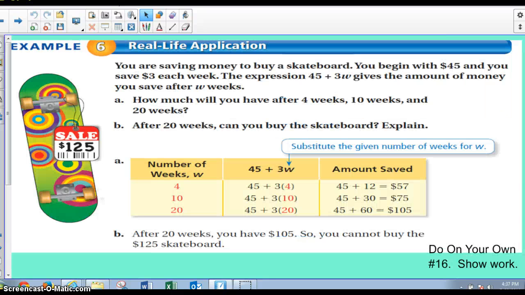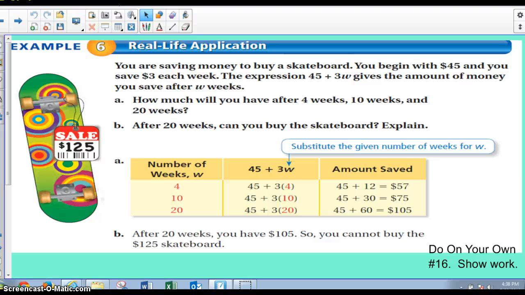Example 6, let's look at the real life application. You are saving money to buy a skateboard. You begin with $45 and you save $3 each week. The expression 45 plus 3w, and in this case they mean $3 a week, gives you the amount of money you will save in however many weeks you have. How much will you have after 4 weeks? 10 weeks? And 20 weeks. After the 20 weeks, can you buy the skateboard?